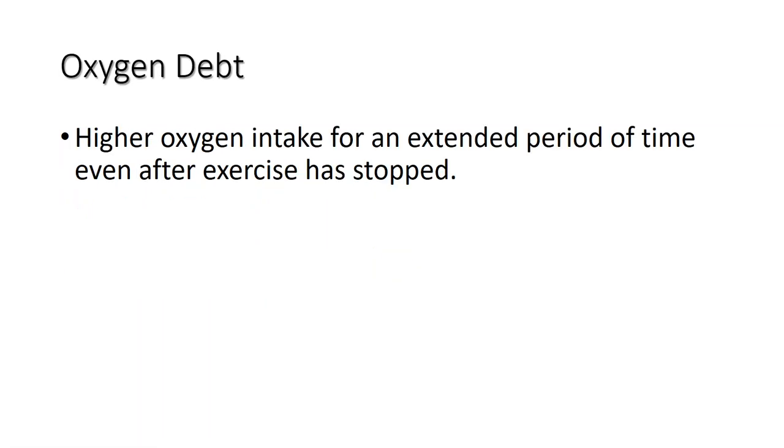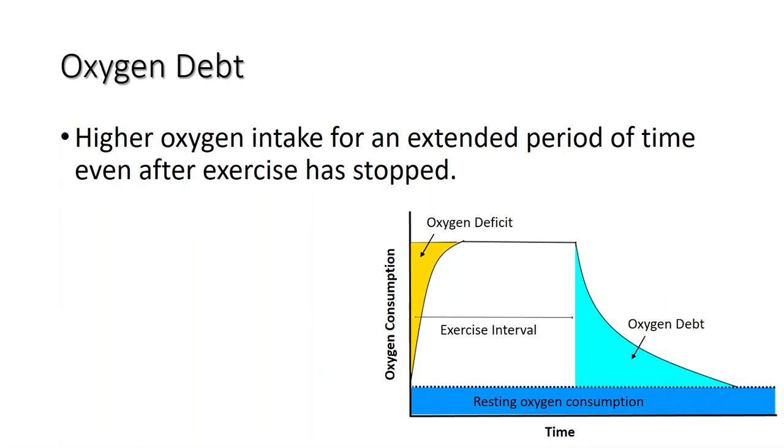It has been observed that oxygen intake remains higher for an extended period of time even after exercise has stopped. This phenomenon is called the oxygen debt. Oxygen debt is the amount of oxygen needed to compensate for ATP produced without oxygen during muscle contraction.